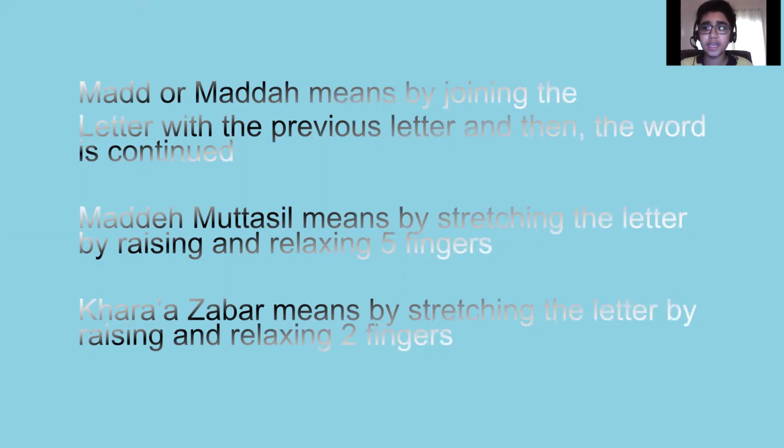Then we'll read. Then there is a Kara Zabar. We're going to read it as. Then we're going to stretch it by raising our two fingers. There are many other words that have mad or madda. It's not with some specific letters that you have to do this process. The word that has mad or madda has to join with the previous letter, and then the letter has to be continued. For an example, I'll give you the word Allah. Okay.